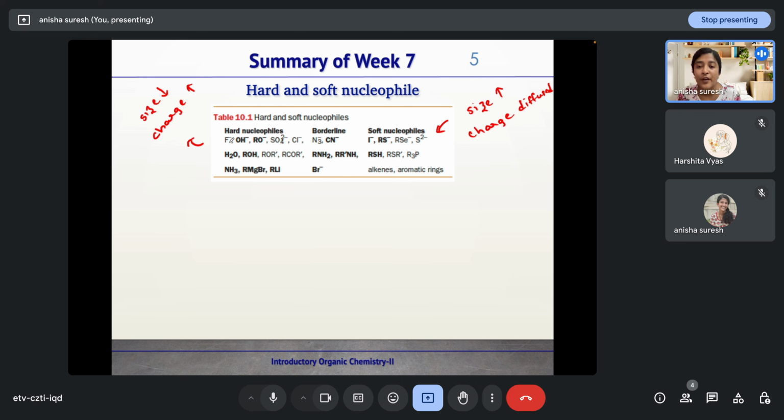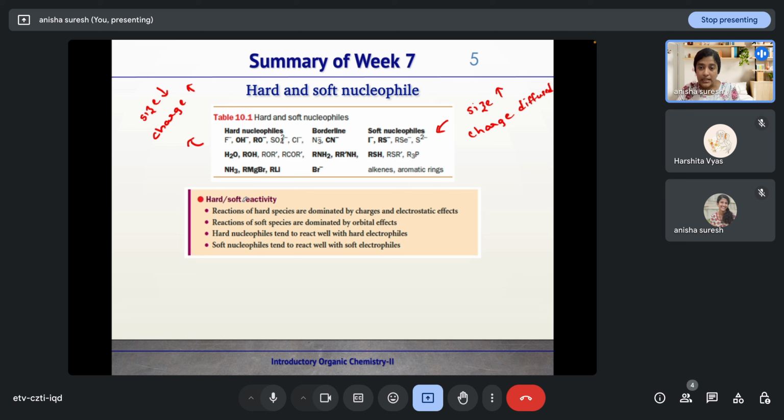Some examples of hard nucleophiles are F minus, OH minus, OR minus, Cl minus, SO4 2 minus, etc., and some others, Grignard reagents and alkyl lithiums, fall under hard nucleophiles. Coming to soft nucleophiles, I minus, RS minus, RSC minus, S2 minus, etc., then alkenes, phosphines, PPh3 sort of nucleophiles, and aromatic rings fall under soft nucleophiles. And N3 minus, CN minus, RNH2, R'NH, Br minus fall in the borderline.